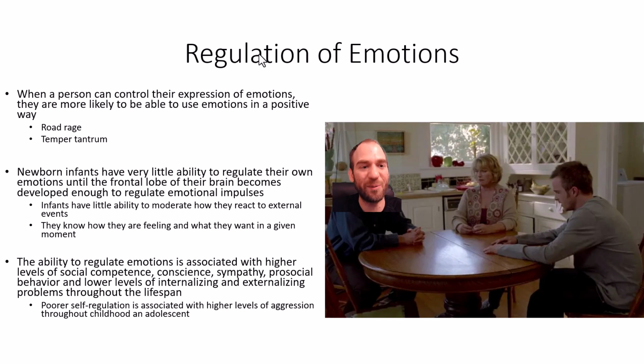And as I laid out in my preschool anger or constant sadness example, when a person can control their expressions of emotions, they're more likely to be able to use emotions in a positive way, such as road rage, temper tantrum.